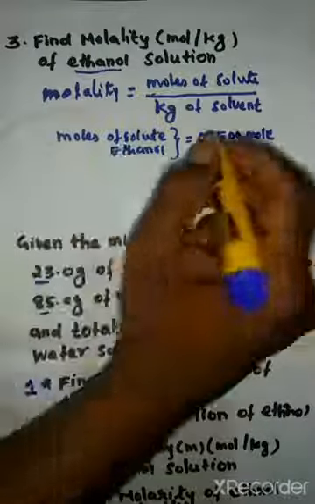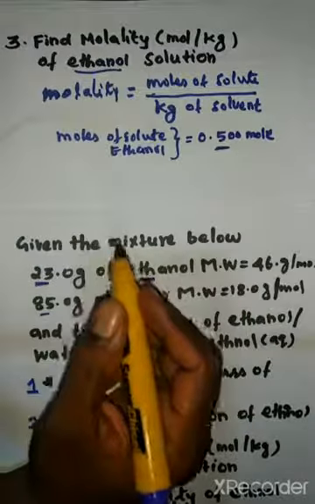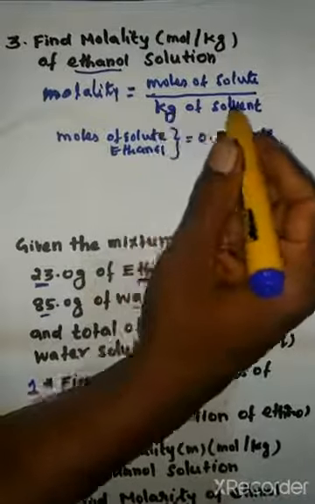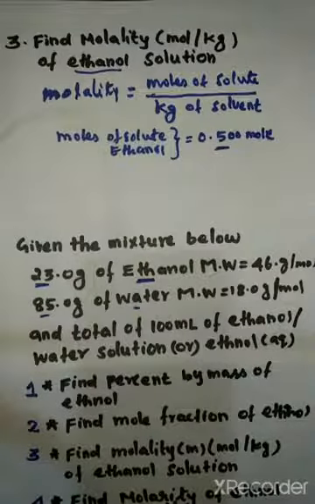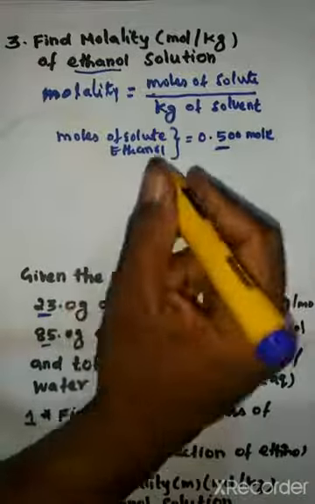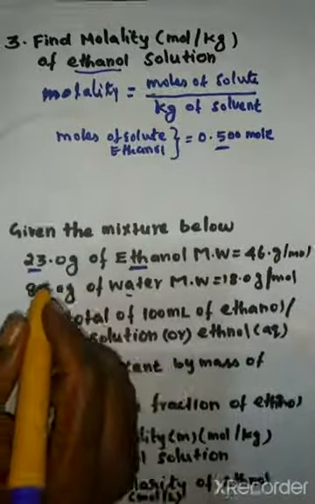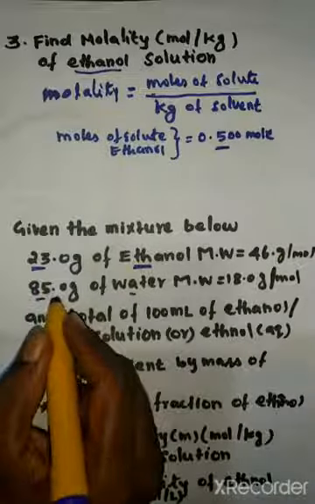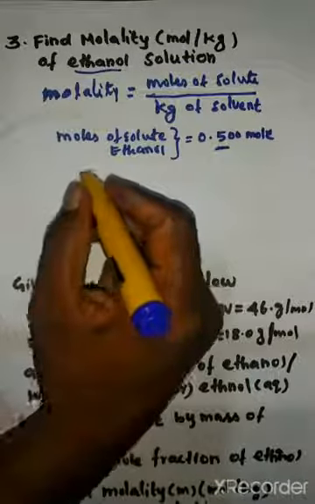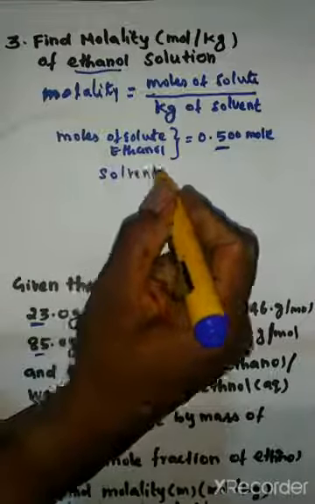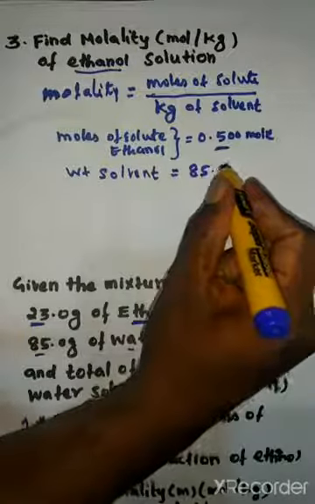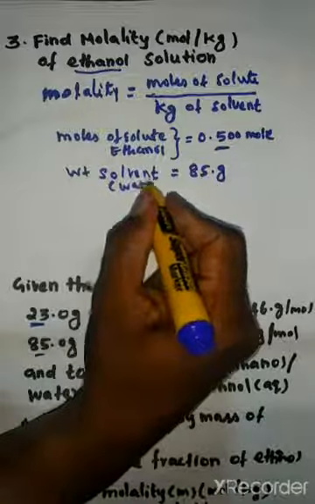That is what we found in the last problem when we were calculating the mole fraction. And the kilogram of solvent present. So now we know the value of this. What is the kilogram of the solvent? Here the solvent is the water molecule. The weight of the solvent is 85 gram. So the kilogram of the solvent, the weight of water, is equal to 85 gram, that is for the water molecule.